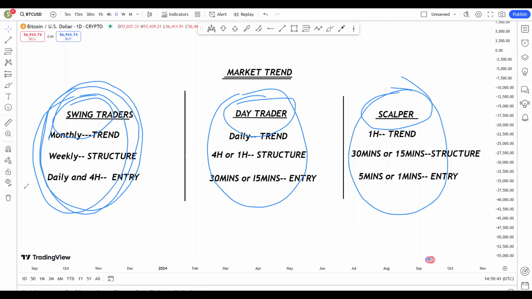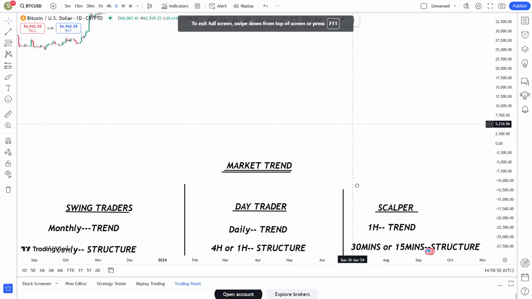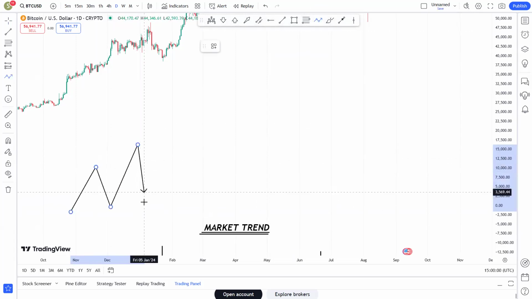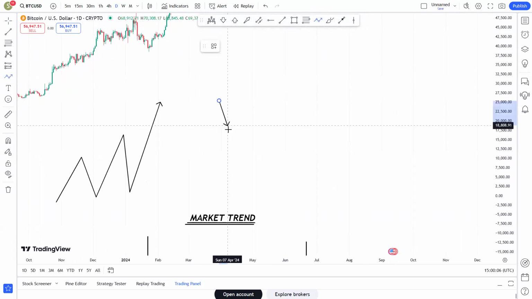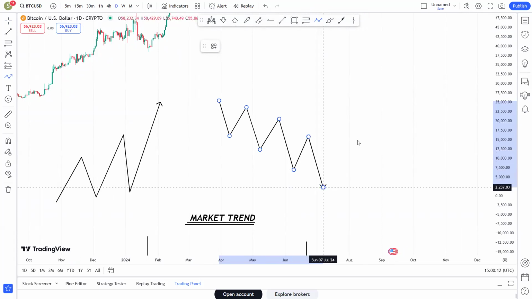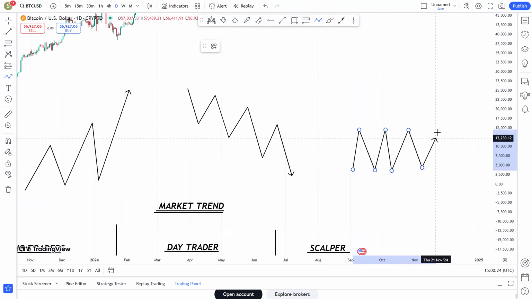And now let's dive into how to identify market trend. We have three types of market trend. The first is the bullish trend, which is the market creating highs, lows, highs, lows, highs. This is a bullish structure. Then we have a bearish structure, which is the market creating lows, highs, lows, highs, lows, highs, lows. And the last one is a consolidating structure, the market creating equal highs, equal lows, equal highs, equal lows, and so on and so forth.